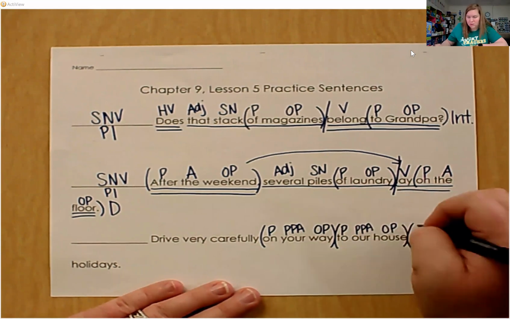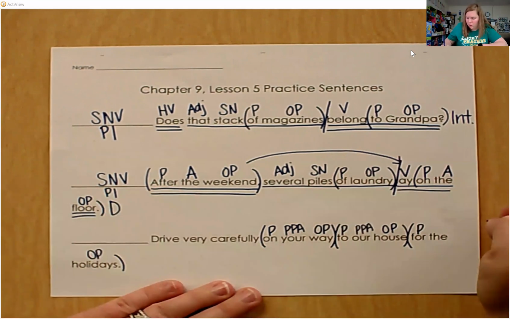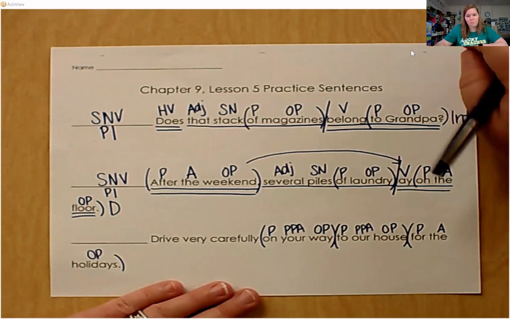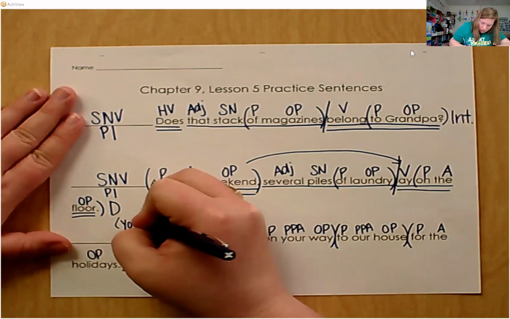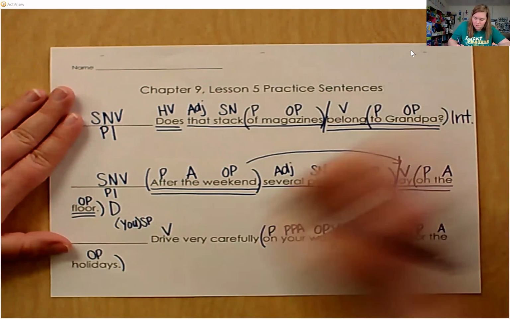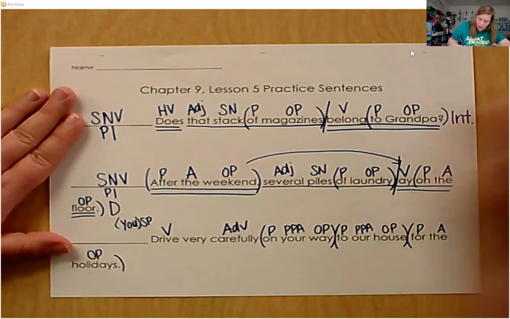And for is a preposition. For what? Holidays, object of the preposition. The article adjective. So who is driving? What is the subject? It's you. So we have to write you up here in parentheses, and that is the subject pronoun. You do what? What's the verb? What's the action? Drive. Drive how? Carefully. Adverb. How carefully? Very. Adverb.